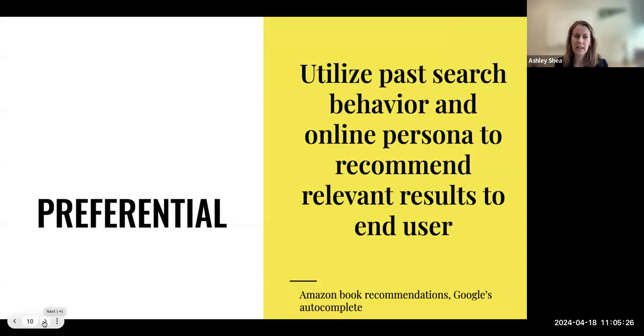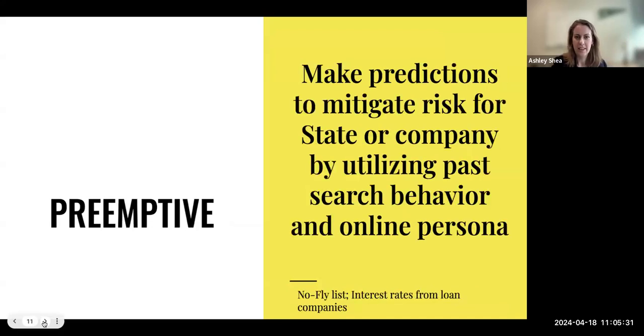So taking our past behaviors that we ourselves have engaged with to predict what we will in the future want to engage with. And then the third is what we call, if you move on to the next one, preemptive. So preemptive is the most problematic, I would say, and also the most opaque. Preemptive systems tend to be used by corporations, by members of the state, and the primary purpose is to make predictions to mitigate risk for that state, for that company.